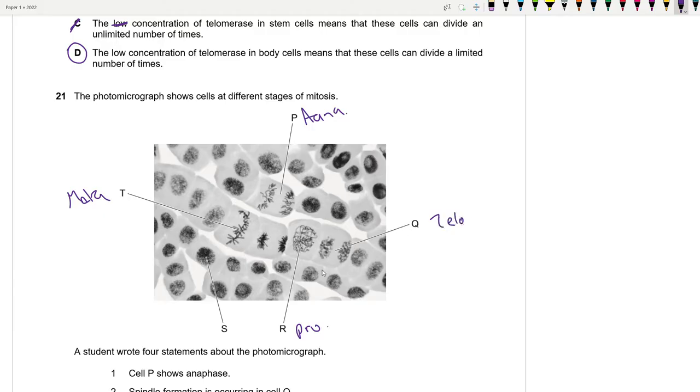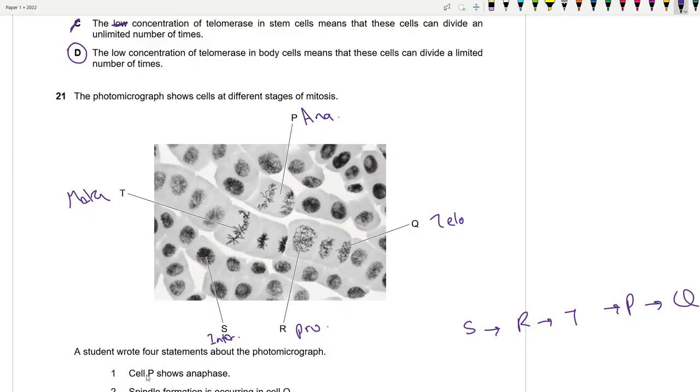So the correct order should be, and S is just preparing. Okay, so what's the actual process? S is just before prophase. It's in interphase right now. So what's the correct order? Interphase followed by prophase, which is R, followed by metaphase, which is T, followed by P, which is anaphase, and then we have telophase Q. So SRTPQ, SRTPQ. This is correct. 4 is correct. I'm gonna go with 4.